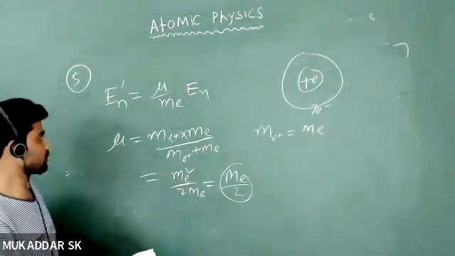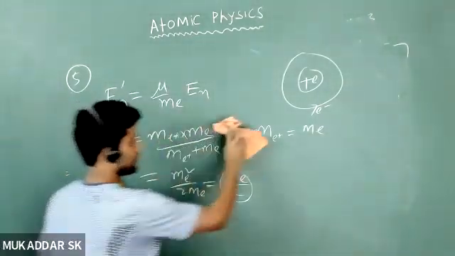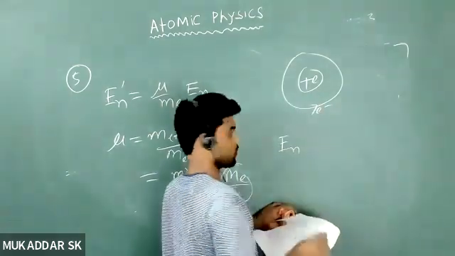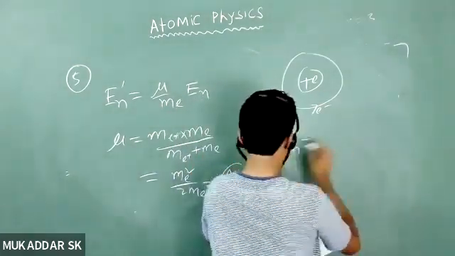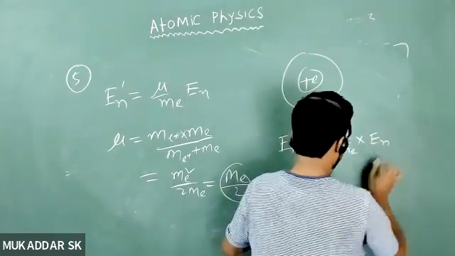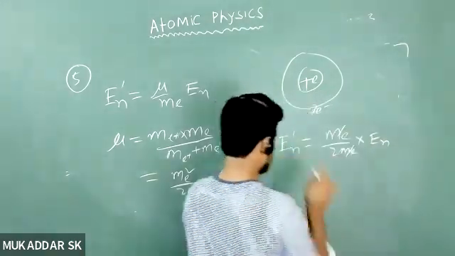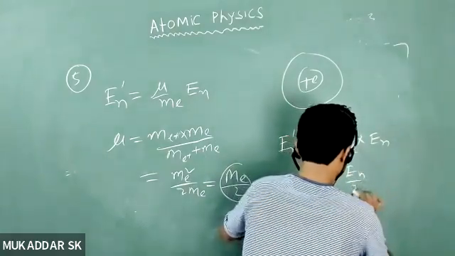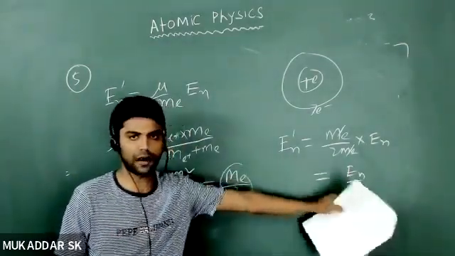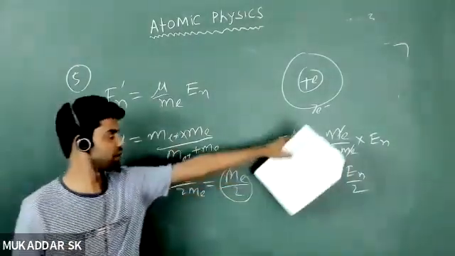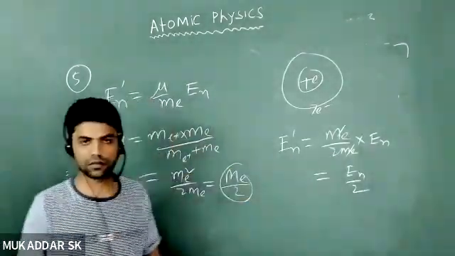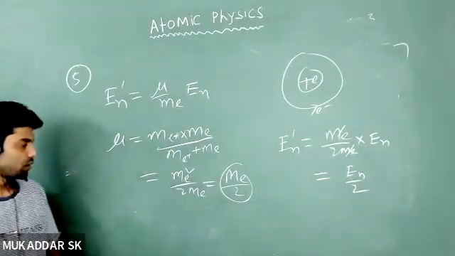If you substitute it here, you'll get the energy En dash of this bound state, which will be nothing but Me by twice Me into the energy state of the hydrogen atom. So it will be cancelled, and basically you will get En by 2. So the energy of the positronium system is half of the energy of the hydrogen atom, or the energy of this electron when it is in the positronium system will be half of the energy when the electron is revolving around the hydrogen nucleus.